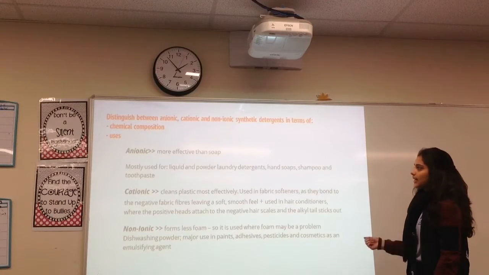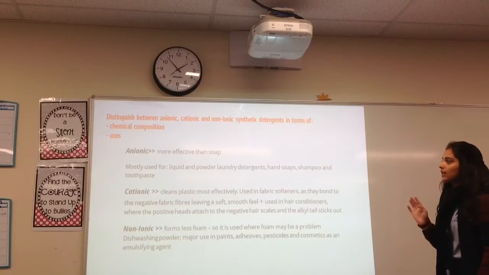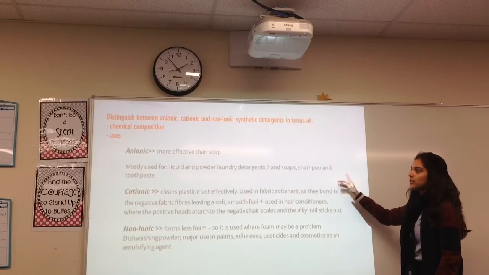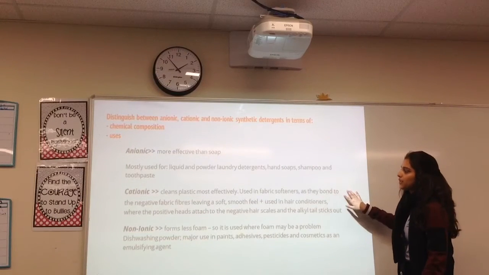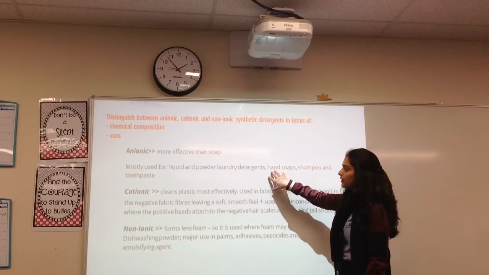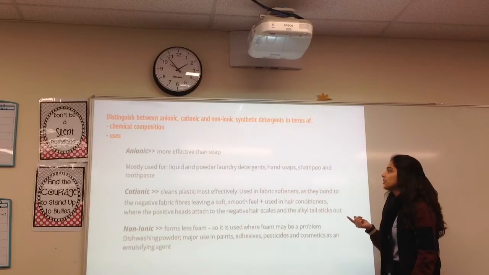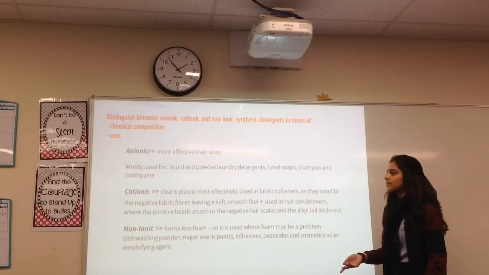Now distinguish between anionic, cationic, and non-ionic synthetic detergents in terms of chemical composition and uses. The chemical composition was mainly mentioned in the previous dot point, but for uses: anionic is more effective in soap, and it's used for things like liquid and powder laundry detergents, soap, shampoo, and toothpaste.